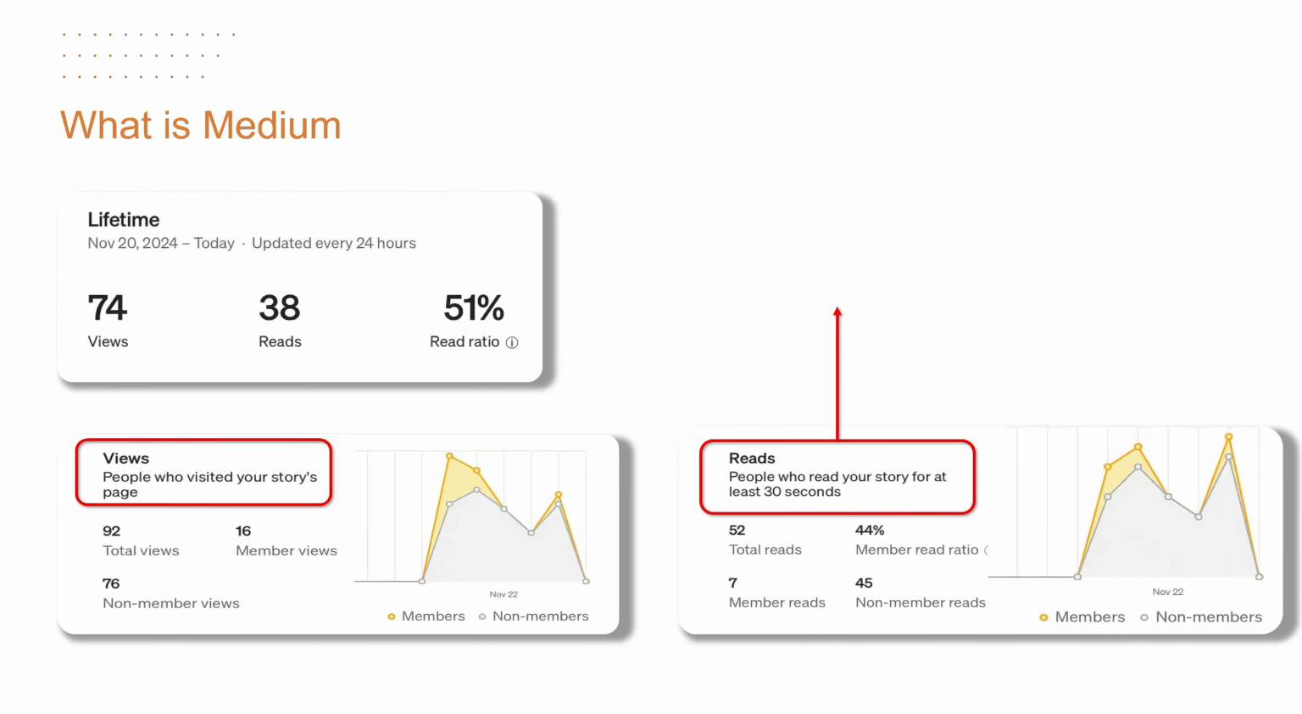The second one is reads. Reads, on the other hand, count the people who stick around for at least 30 seconds. So it tells you that getting someone to click isn't enough. You want them to actually read your work. Now that you've got a good idea of how Medium works, let's talk about what you gain from writing. Not just more traffic, but personal growth too.